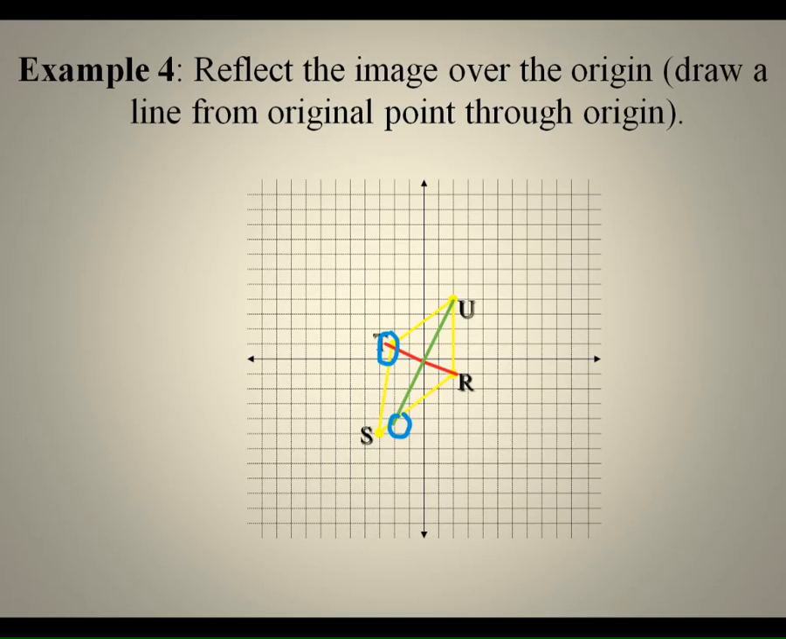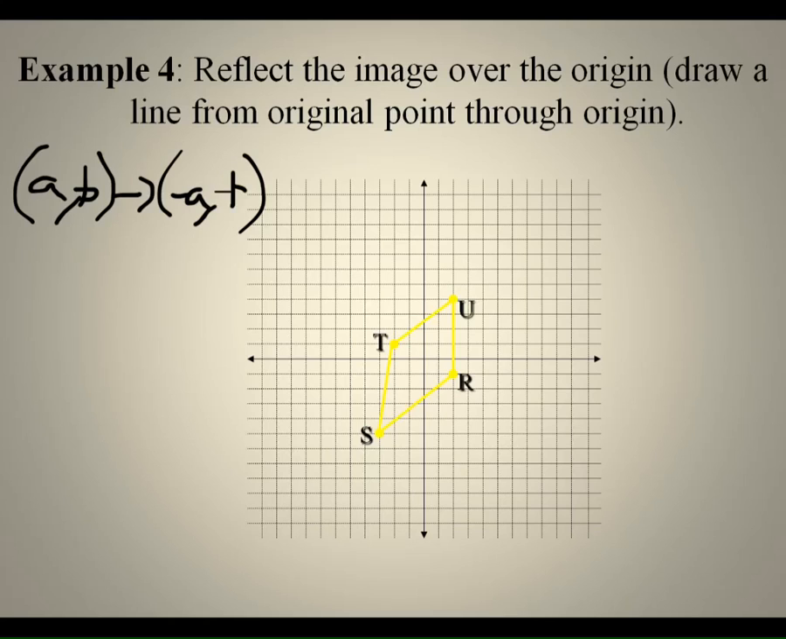The rule we have for the origin. Does anybody know the rule for the origin? If you have A, B, what happens when you flip it through the origin? Yeah. Both become their opposite? They both become the opposite. The new coordinates would be the opposite of A and the opposite of B. So like this R is at 2, -1. So the new coordinates would be -2, +1 for R prime.